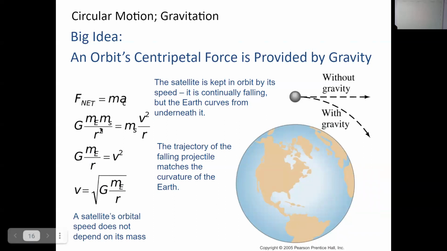Now, if we have gravity causing something to be in a circular orbit around the Earth, but the centripetal acceleration is v squared over r, then we can set these two equal. And we can come up with a couple of conclusions from this formula, where v equals the square root of G times the mass of the Earth divided by the radius. So conclusion number one, it doesn't depend on the mass of the satellite. So we can continue to grow the International Space Station bigger and not have to worry about adjusting its gravity.